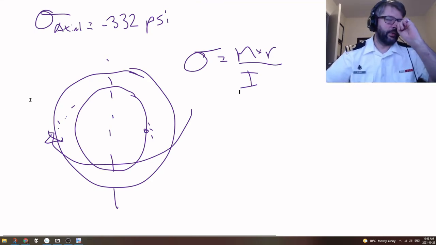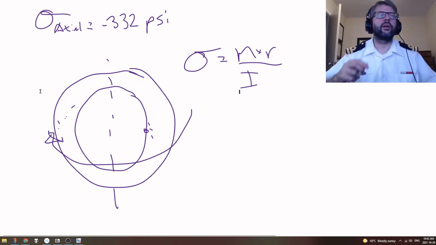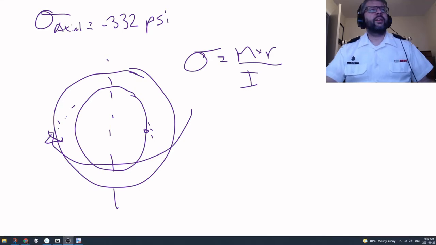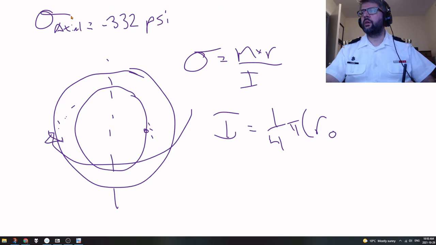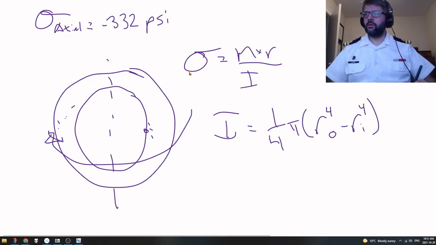So going off that, we need to figure out what our I is. Our I for a circle in general is 1/4 pi r to the 4th. So if we want to calculate the I for this cross-section as a whole, because it's a tube, I is going to be equal to 1/4 pi times r out to the 4th minus r in to the 4th. So it's 3 inches, that's 2.75 inches.